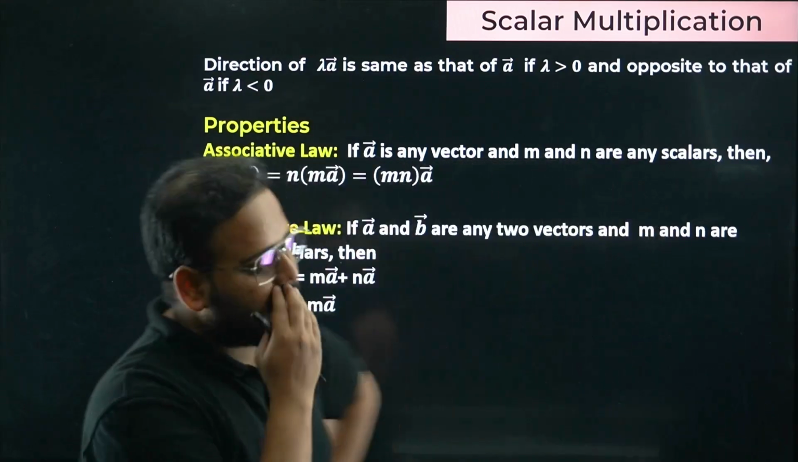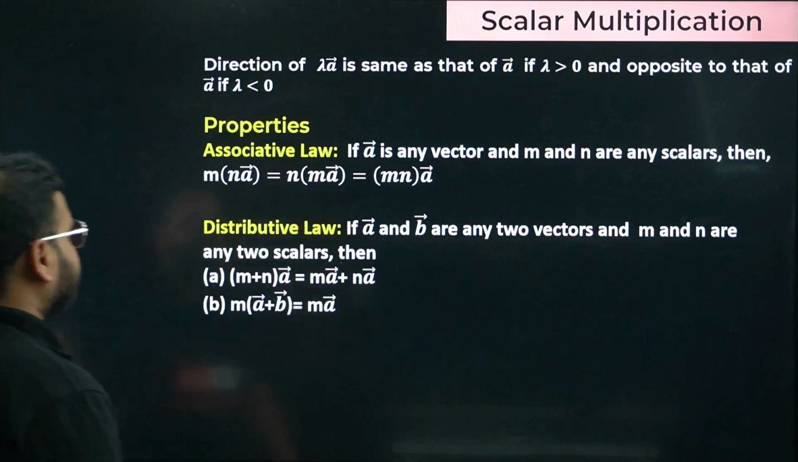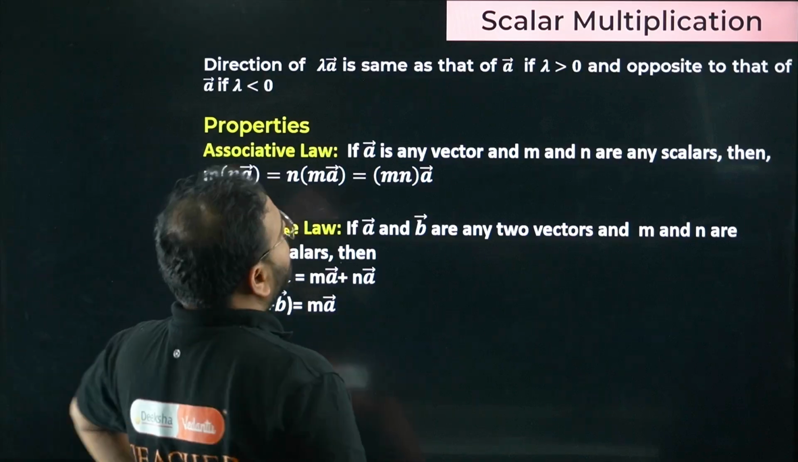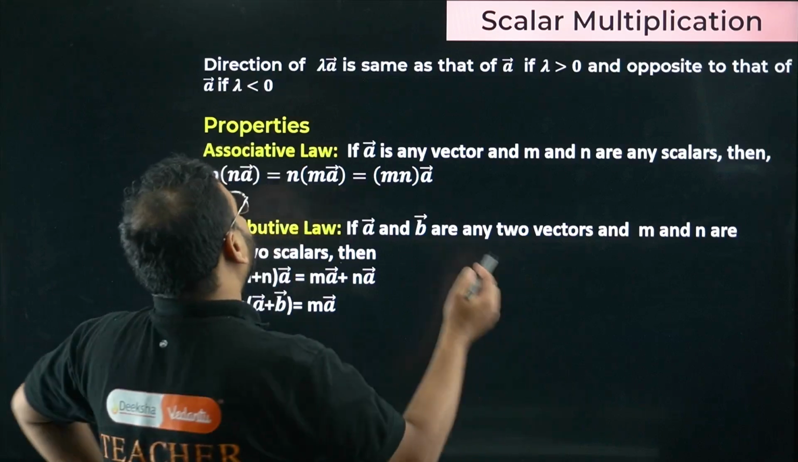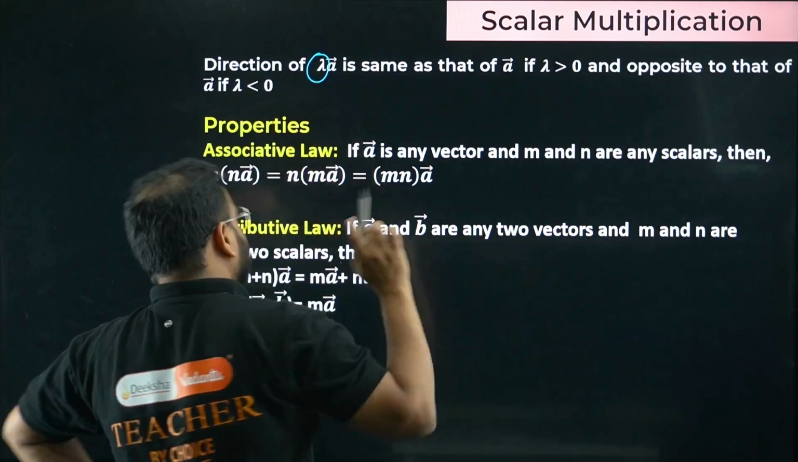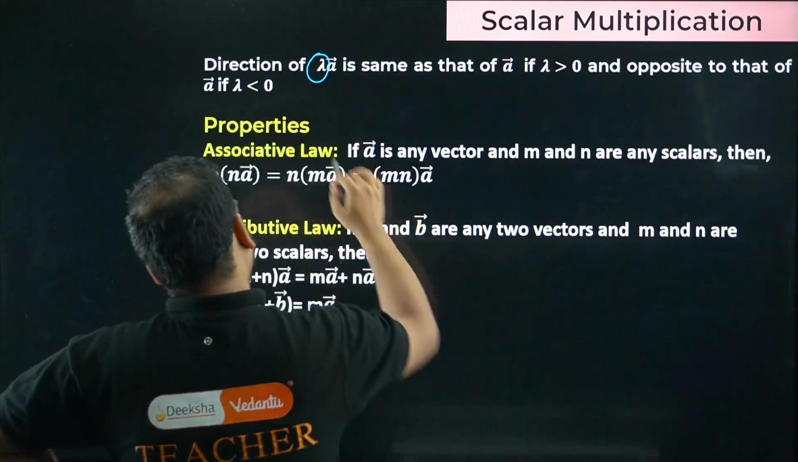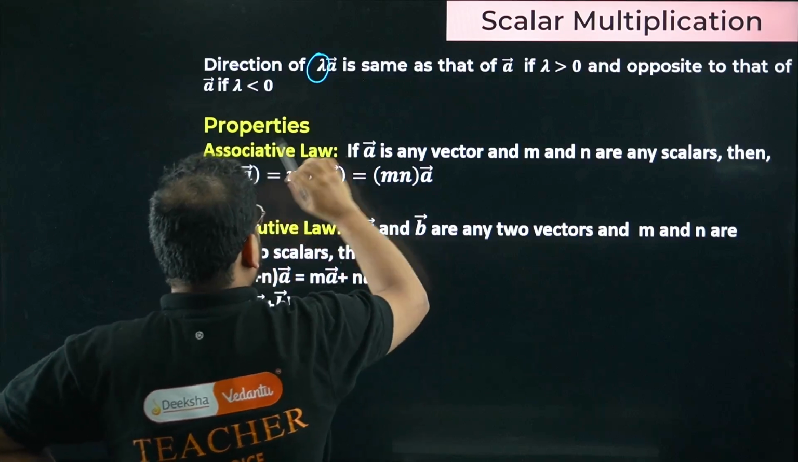So what we have over here, direction of lambda. This is not a vector multiplication, sorry. This is different. This is nothing but multiplying a scalar quantity with the vector. The quantity is given here as lambda.